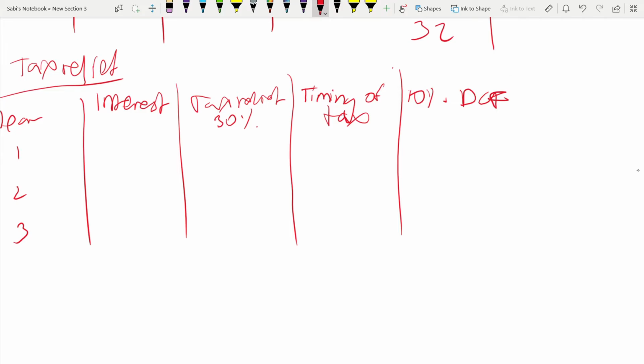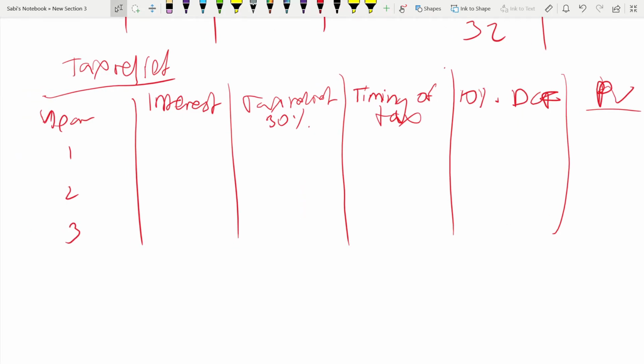And finally, the present value. Why? Because you are finding the present value of the tax shield. The tax relief first you have to find out. On that you have to find the present value. So before tax also you need interest. You already have the table. From there, take out the interest now.